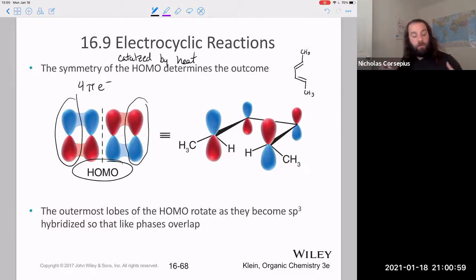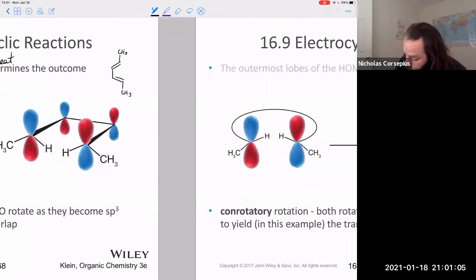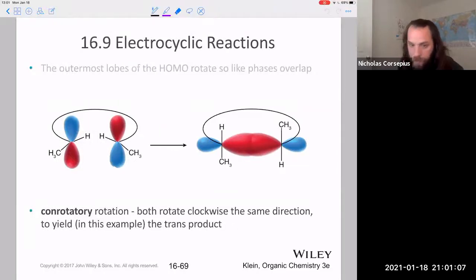Okay, so that means in order to rotate in such a way where like phases are interacting, we have to have one of them rotating inward and the other one rotating in that same direction, right? So both are going to be rotated clockwise in order to form, that would be conrotatory. Okay, and again, the whole name of the game is that they have to rotate in such a way that these like phases interact. And so in this case, you would have the trans product that would be formed with this rotation.